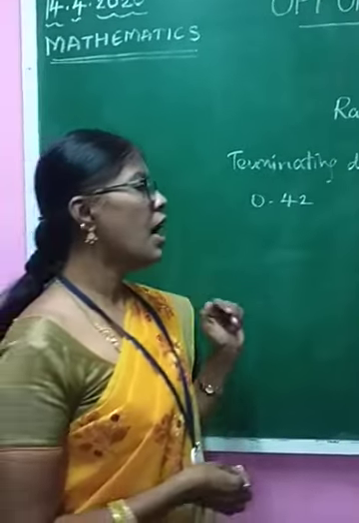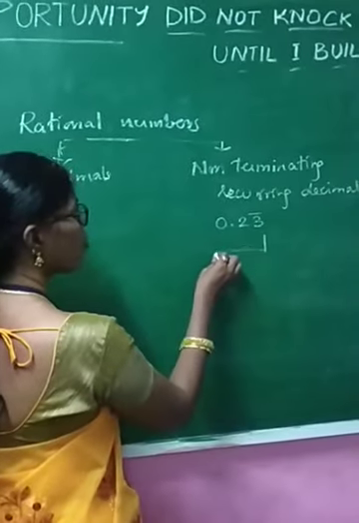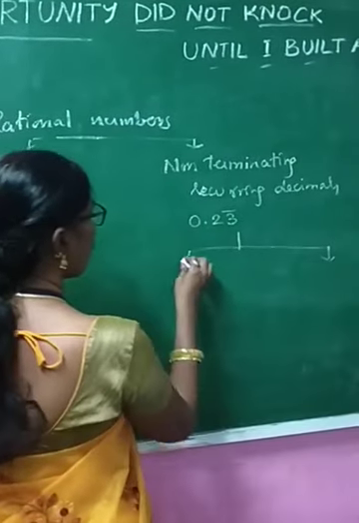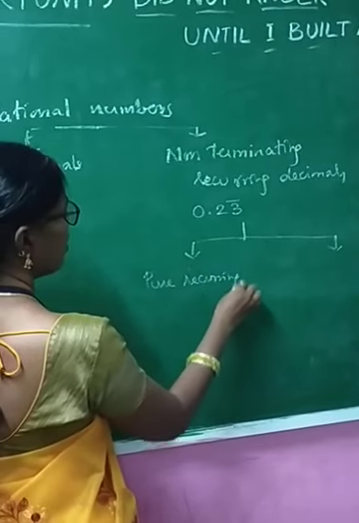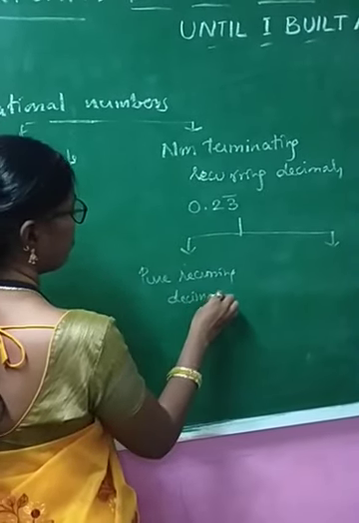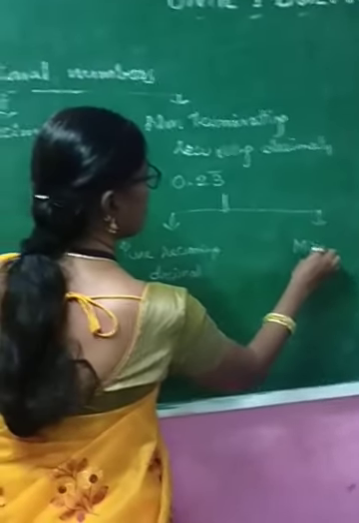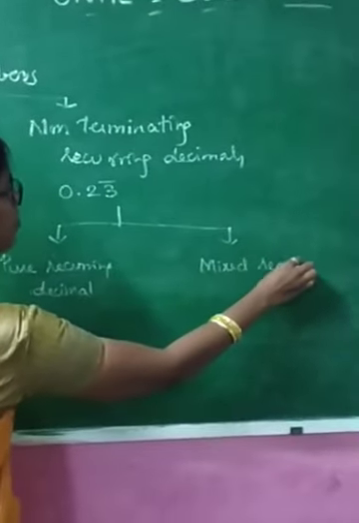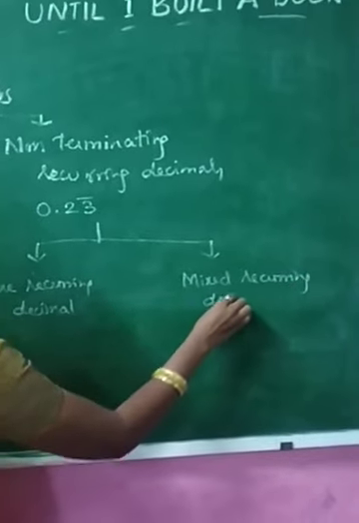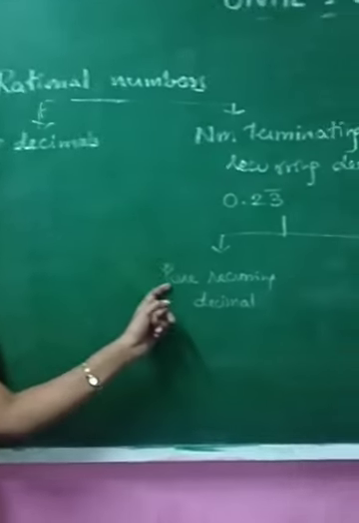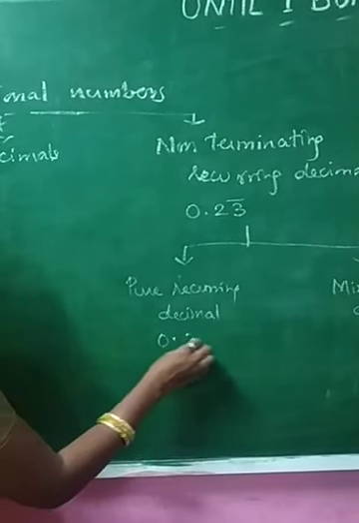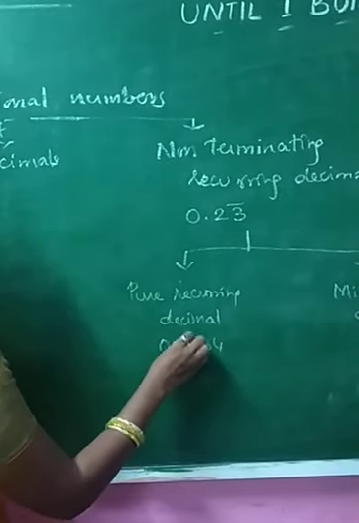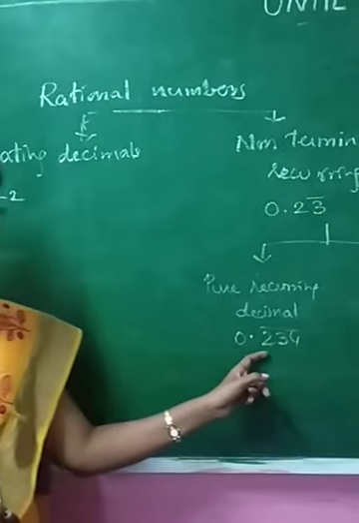Now in non-terminating recurring decimals also we have 2 types. One is pure recurring decimal, and the other is mixed recurring decimal. So here, what is a pure recurring decimal? If you observe here, 0.234 bar 234. It's a pure recurring decimal.